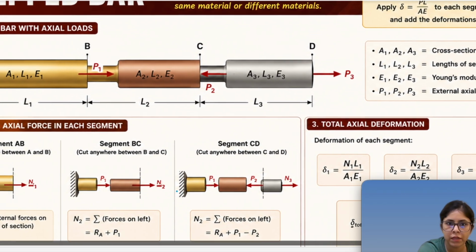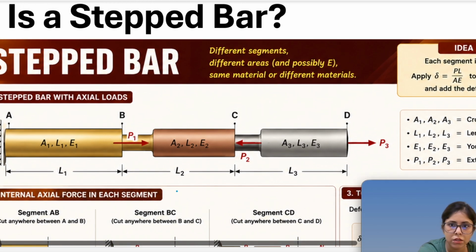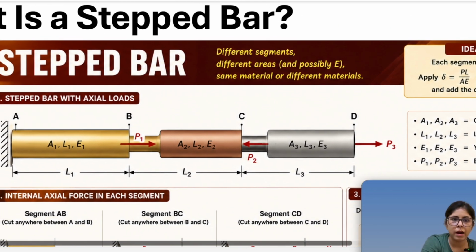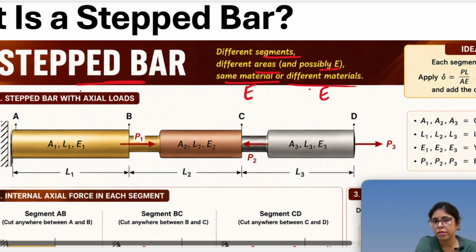I hope you can see this, right? In the stepped bars, we have different segments, and different segments will have different areas, and the elasticity E will be different, let's say. It can have the same material or different material. If same material, E will be the same. If different material, E will be different, right? So, a stepped bar with axial load.